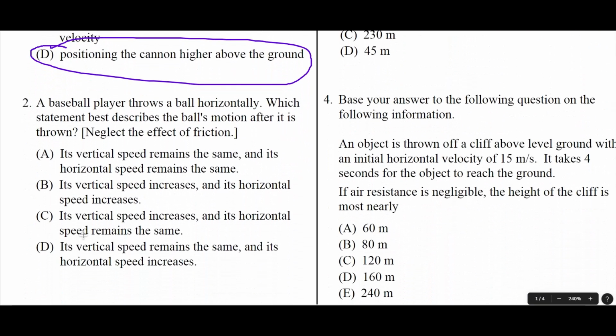Okay, here's the next one. Pause the video, work it out. I'm going to go over it in a second. All right, so they want us to figure out what's going on. We have a player throwing a ball horizontally, and they want us to figure out what happens to vertical speed and horizontal speed.